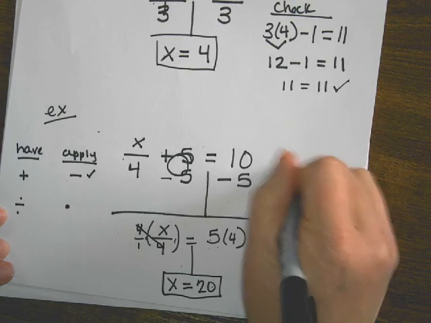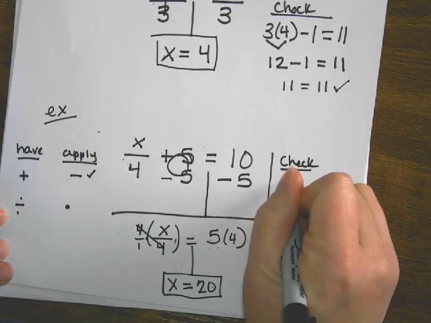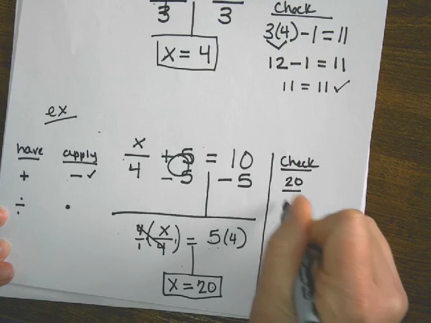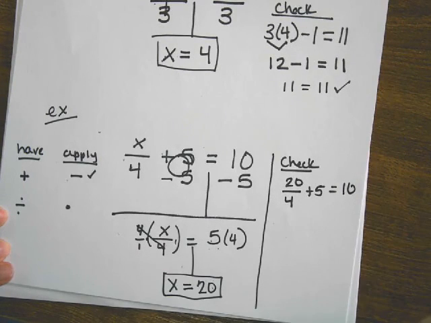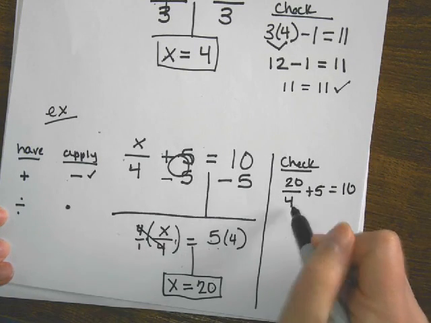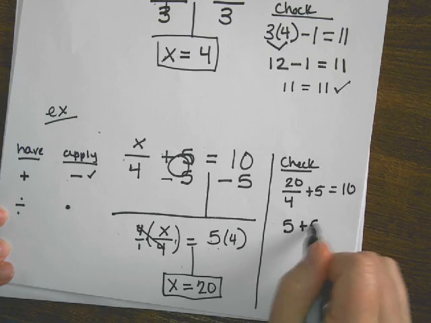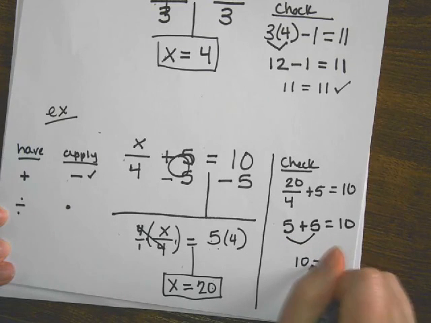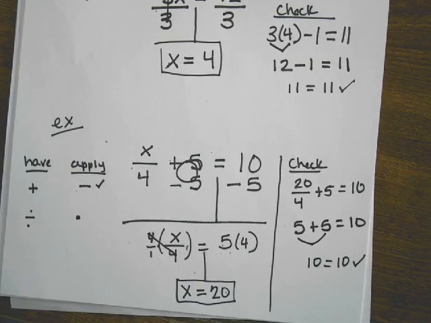Now remember, we always must check. So for my check, I'm going to replace my x with 20, and I'm going to say, okay, is 20 over 4 plus 5 equal to 10? Okay, well, 20 divided by 4 is 5, and 5 plus 5 does in fact equal 10. So I'm going to end up with 10 equals 10, which means my answer checks out.